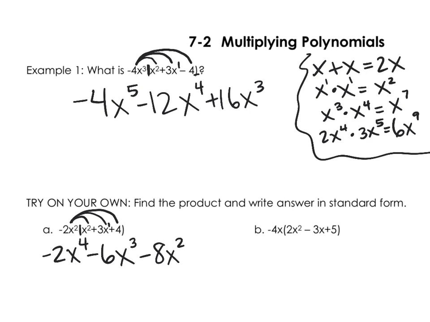Example B, we're multiplying by negative 4x. So negative 4 times 2 gives me negative 8. And x to the first times an x squared gives me x to the third. Then negative 4 times negative 3 gives me negative 12. And x to the first times x to the first gives me x squared. Then negative 4 times 5 gives me negative 20. And there's no more x's, so it's just going to stay the x.